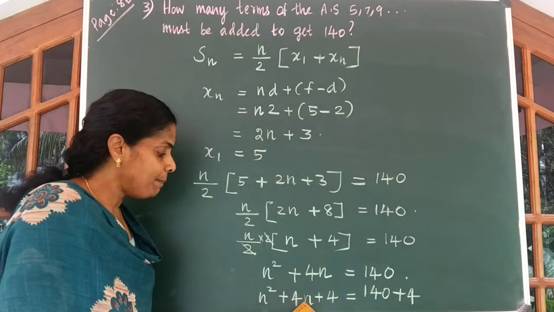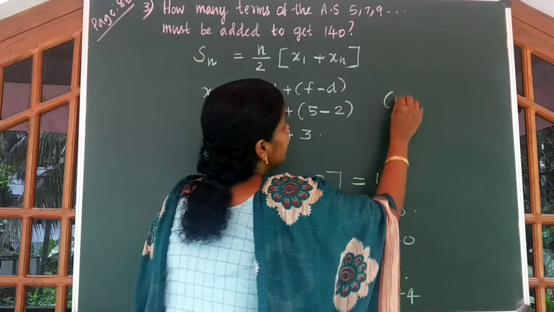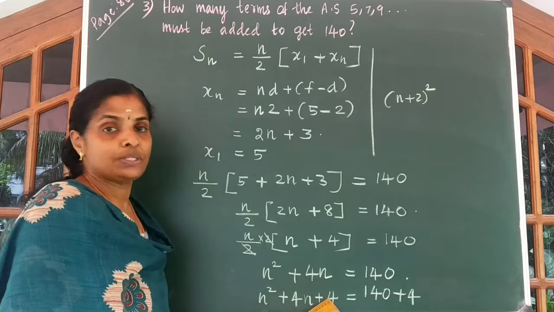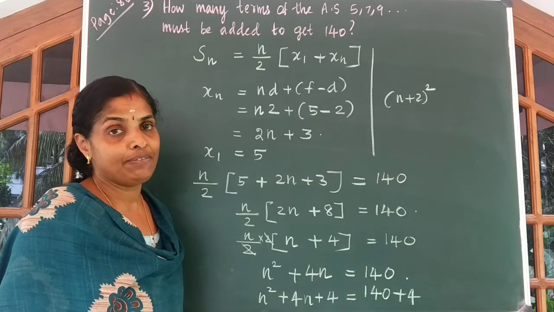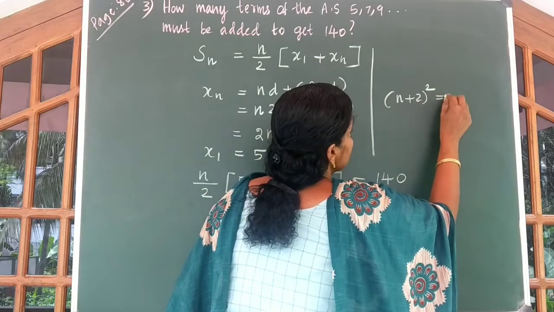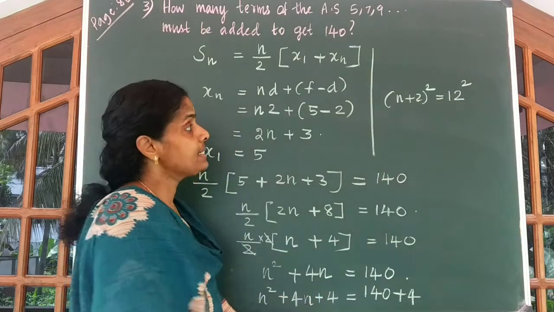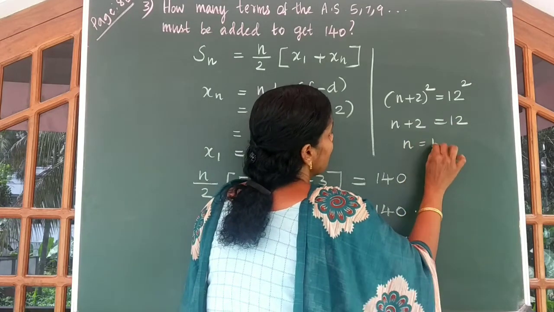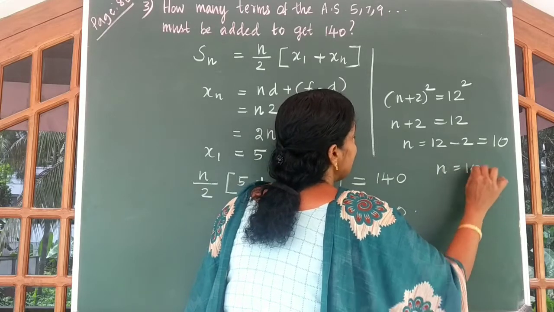Now n square plus 4n plus 4 is nothing but the expansion of n plus 2 whole square. So we got n plus 2 whole square is equal to 140 plus 4 gives you 144, or otherwise it is the square of 12. So we can write n plus 2 whole square is equal to 12 square. Now taking root on both sides, you get n plus 2 is equal to 12, or n is equal to 12 minus 2, which gives you 10. So we got n is equal to 10.